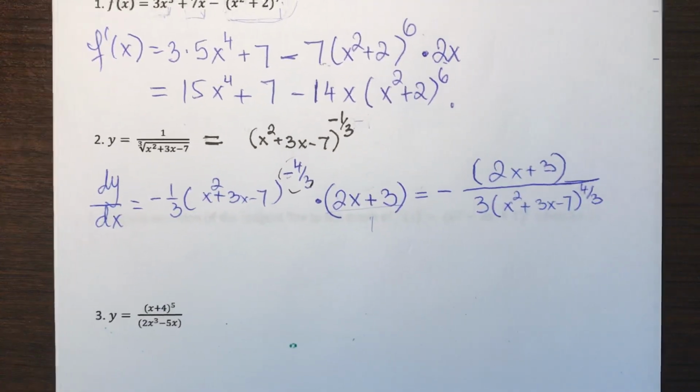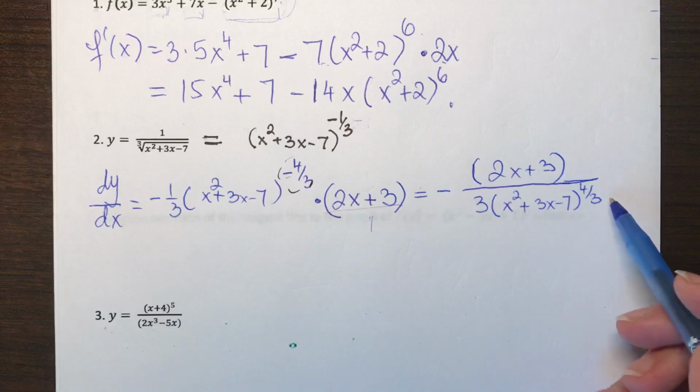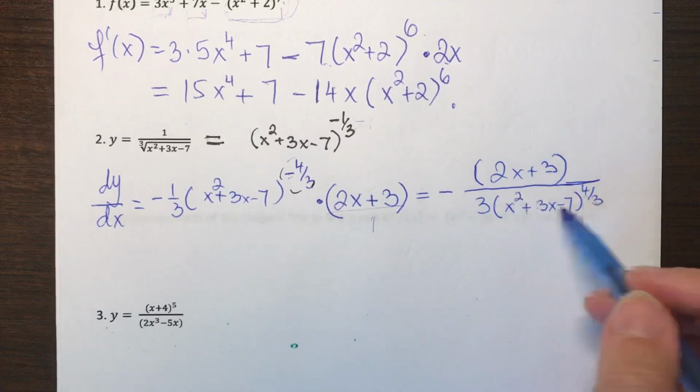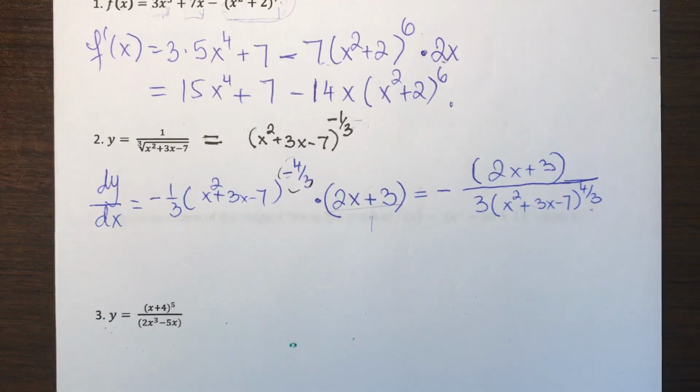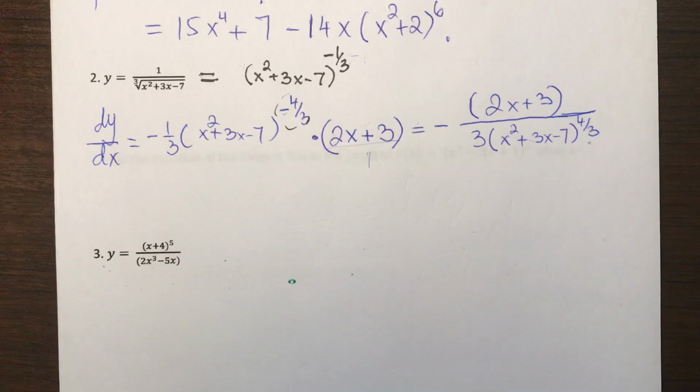That's it. All done. All simplified. No negative exponents. Again, I'm not distributing this in. Why? Because exponents before multiplication. So that's that. Okay. Pretty exciting.